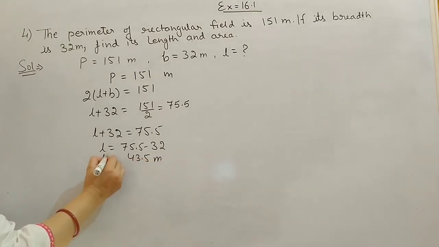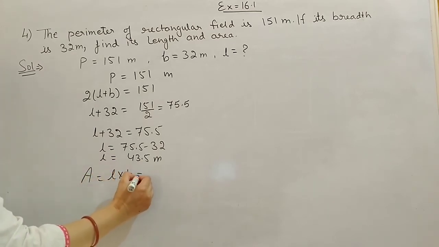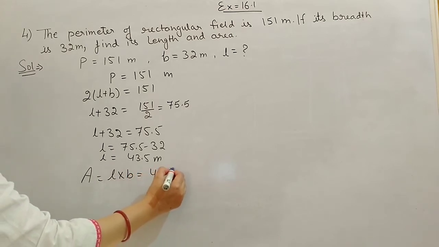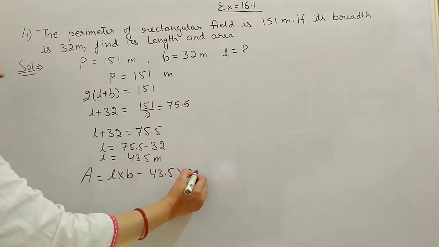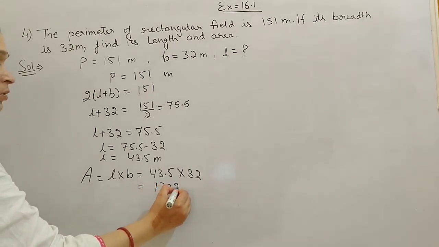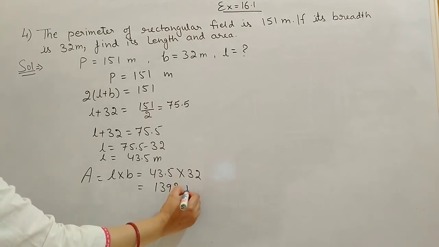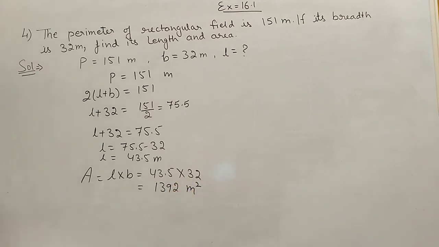5 meter. After getting length value, then we can find out the area. Area is equal to length into breadth. Length is 43.5 and breadth is 32. Multiply these two, then you will get 1392.0, which is not necessary to mention, and unit will be meter square.